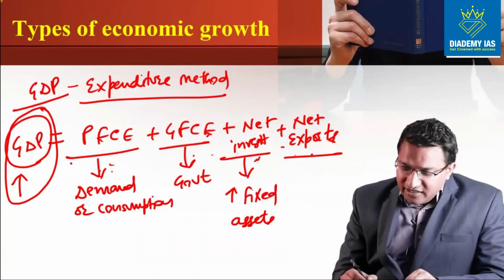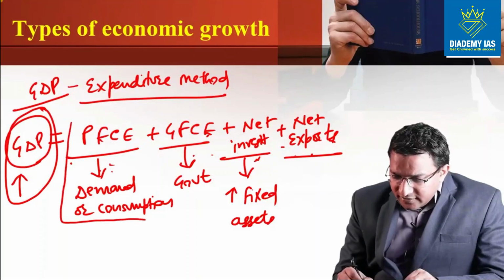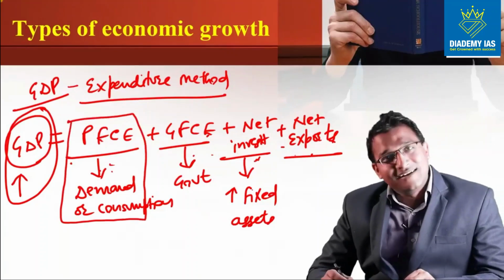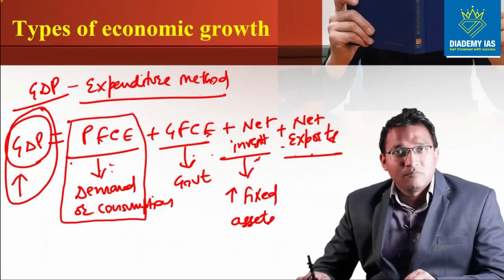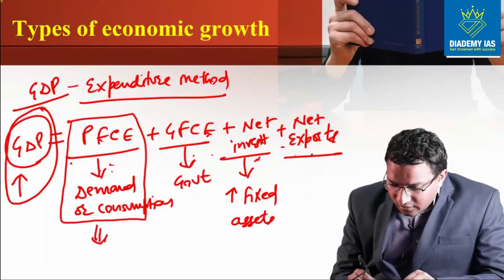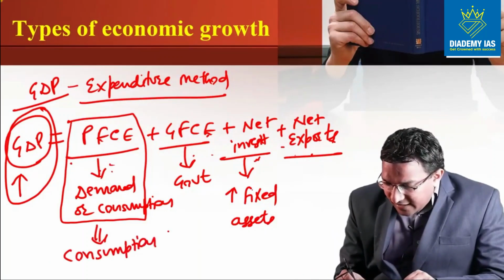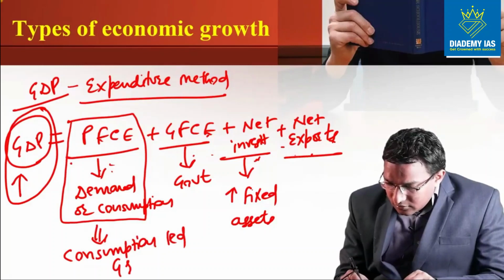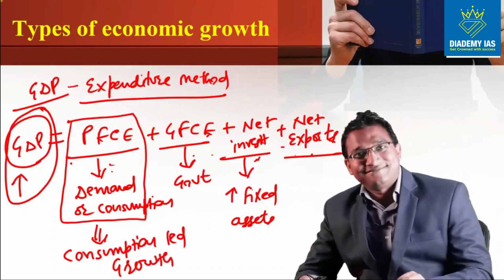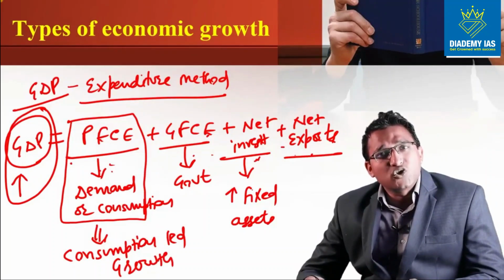So now, if this increase in GDP is because of increase in this demand or consumption by the individual household, then this is called consumption led growth, right? So when GDP increases because of the increase in the consumption, this is consumption led growth.